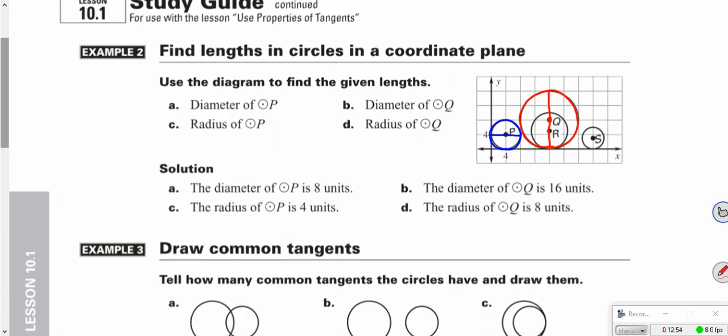Letter C there, the radius of circle P is 4 units. Well, obviously, if the diameter is 8, then the radius is going to be 4. And then the radius of Q is 8 units. Once again, if the diameter is 16, the radius is going to be half of that. Your diameter always equals 2 times the radius. Okay, always. Okay, now let's talk about common tangents.